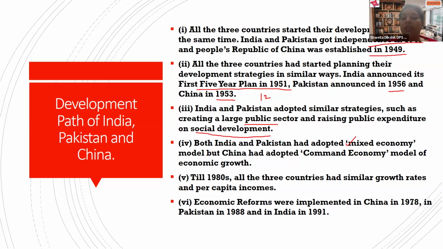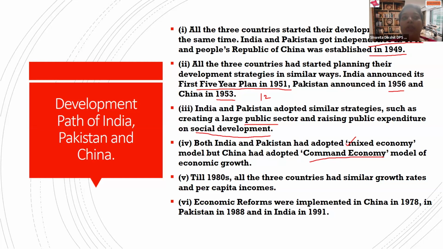Socialist economy is an economy where all the economic decisions, like what to produce, how to produce, and for whom to produce, are taken by the government. And there is complete intervention of the government in this kind of economy. Therefore, it is written over here that it was a command economy. I repeat, command economy here means the socialist economy. So, India and Pakistan opted for mixed economy, whereas China opted for socialist economy.